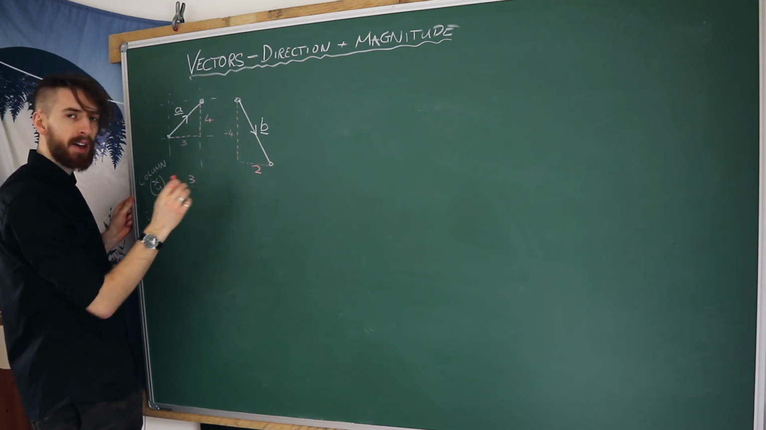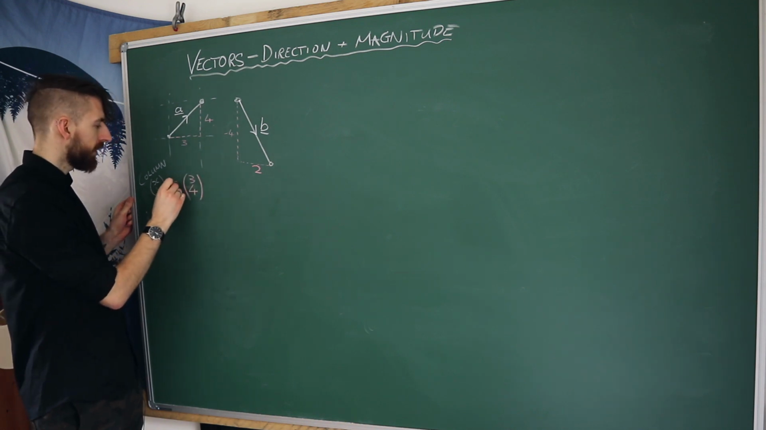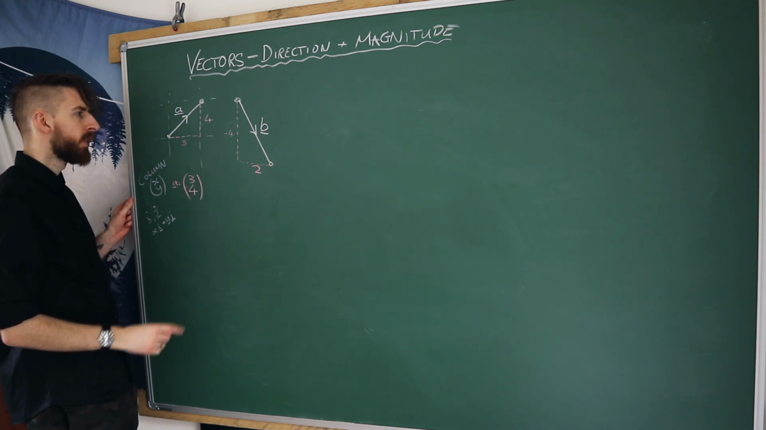Oh, no line. And y is 4. We'll do it like that. This is A. Very good. B.